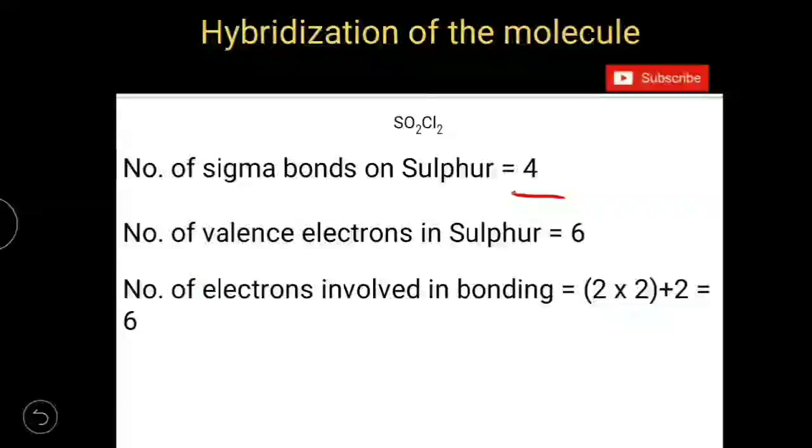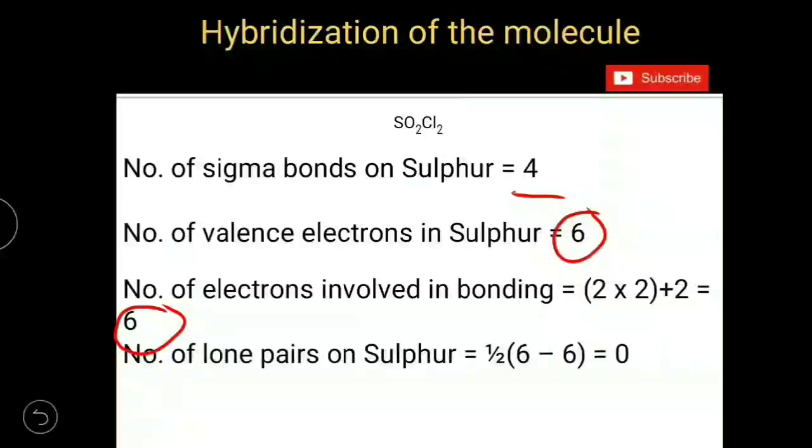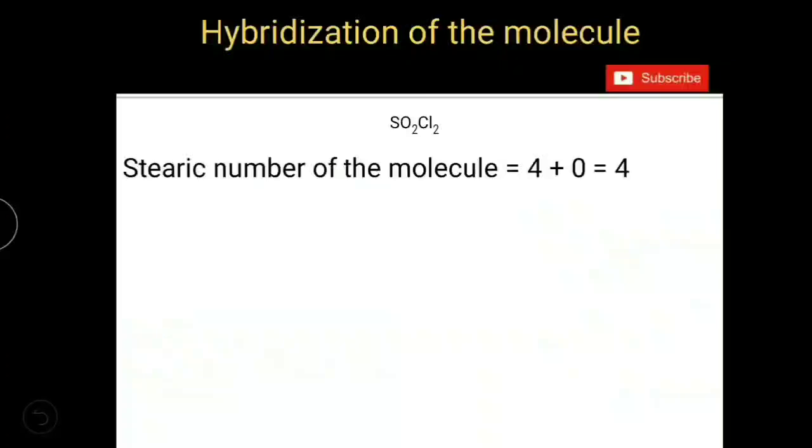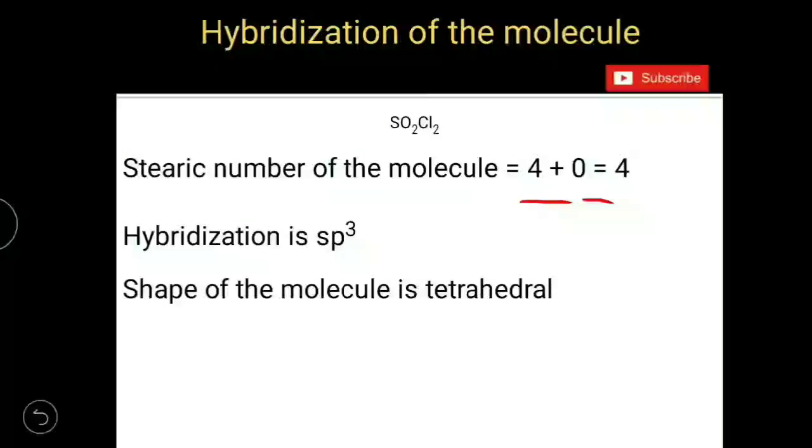So how many electrons are involved in bond formation now? 6. Valence electrons is 6 and number of electrons involved in bond formation is also equal to 6. So lone pair is 0. Then what is the steric number? Number of sigma bonds equal to 4, number of lone pairs equal to 0. So steric number of the molecule is 4. Then hybridization will be sp3. So shape of the molecule is tetrahedral.